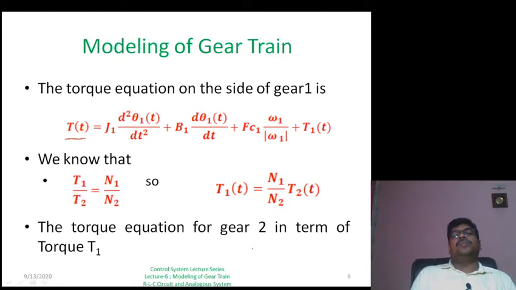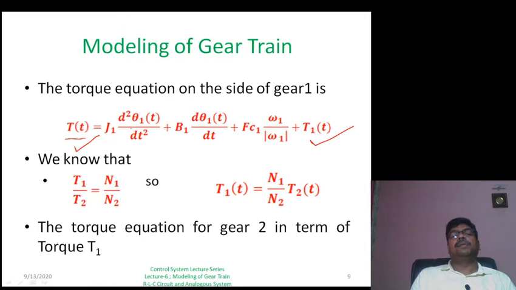Now at the gear 1 side, the applied torque you can see here is T, and the developed torque is T1. So that will be the torque T minus J1 d square theta 1 upon dt square.